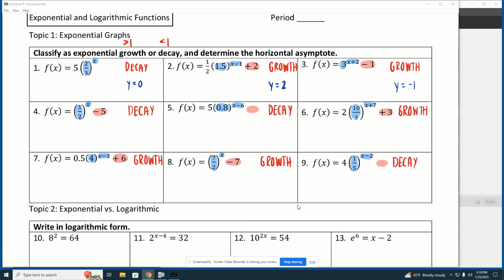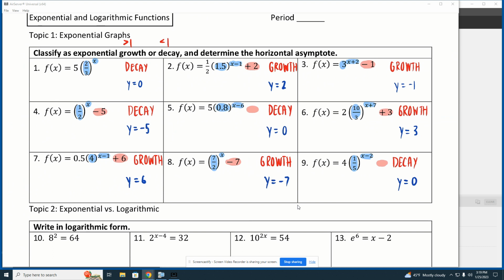My asymptote on 4 goes down 5, so y equals -5. My asymptote on 5 will not change, so it'll stay y equals 0. Number 6, it goes up 3 to y equals 3. Number 7, it goes up 6 to y equals 6. Number 8, it goes down 7 to y equals -7. And then number 9, the last one, no change. So it's y equals 0.